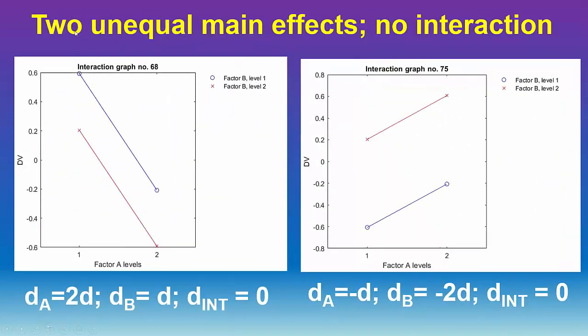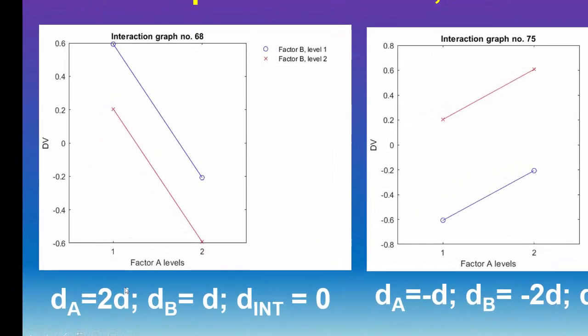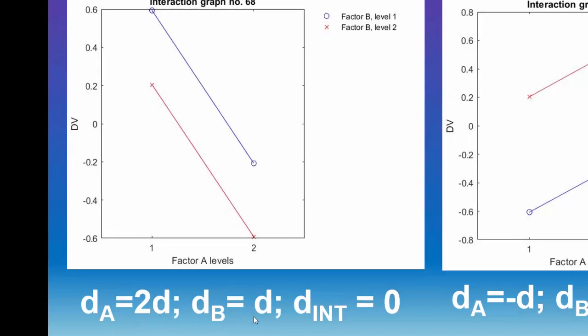Here's one of the cases where there is no interaction. Here are two unequal main effects, and these are numbered 68 and 75 in my system. Here, dA is two lots of D. It's just a convenient way of making dA greater than dB.